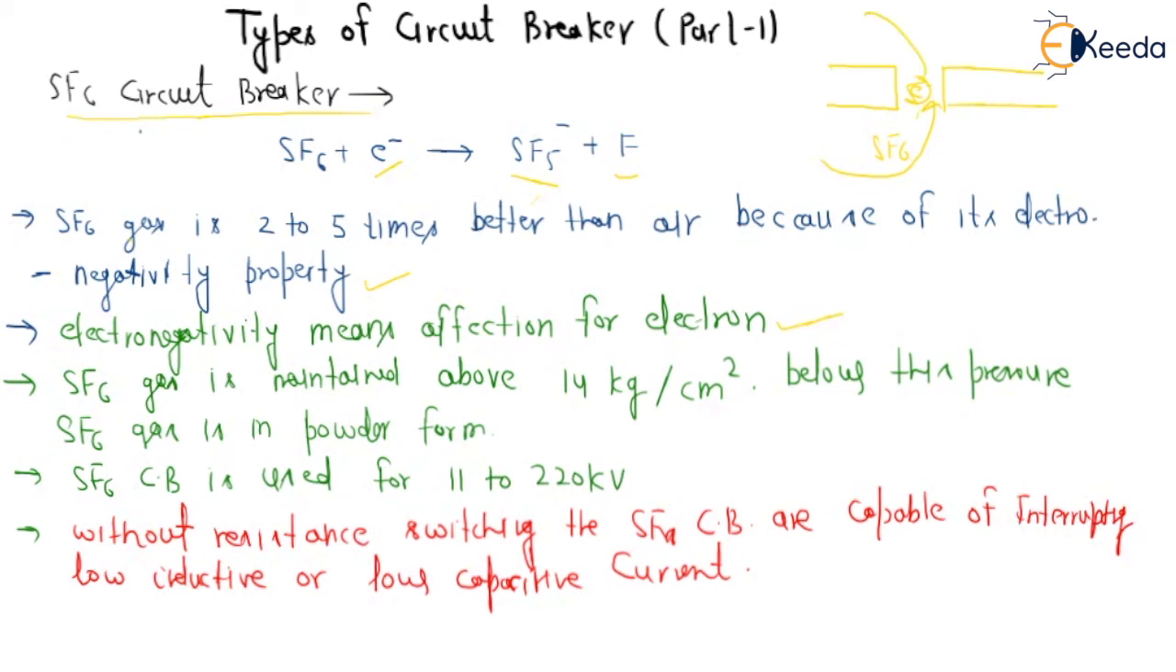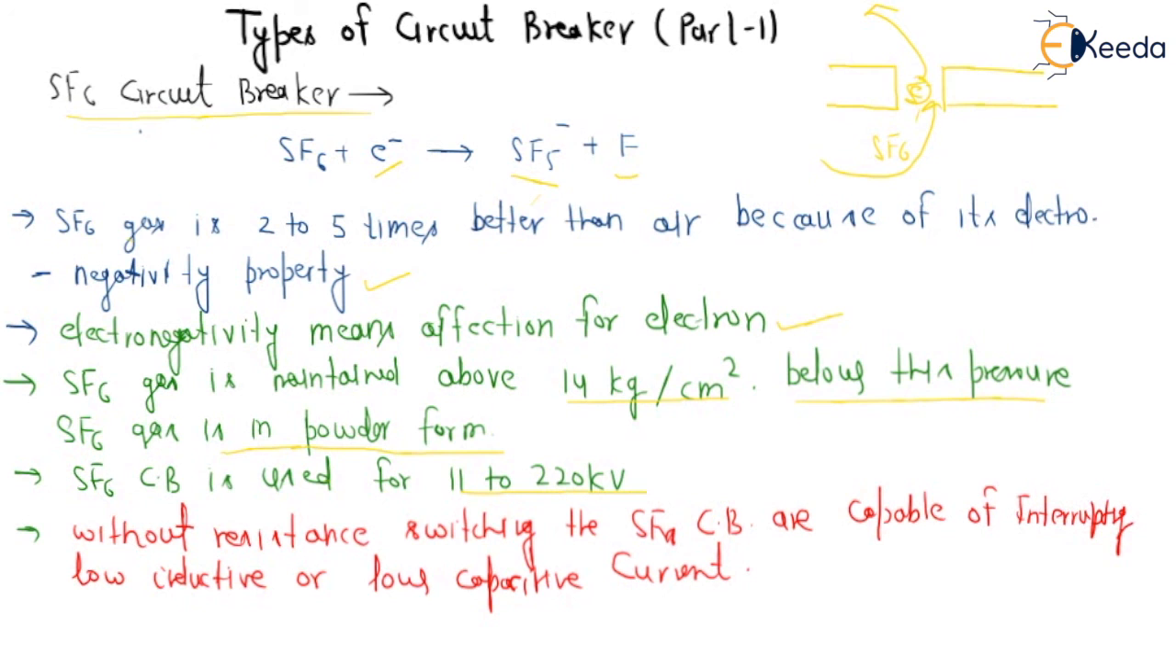So this is very important. SF6 gas is maintained above 14 kg per centimeter square. Below this pressure, SF6 gas is in liquid form. So it is very difficult to maintain this 14 kg per centimeter square, and it will be very costly. The SF6 circuit breaker is used for 11 to 220 kV.